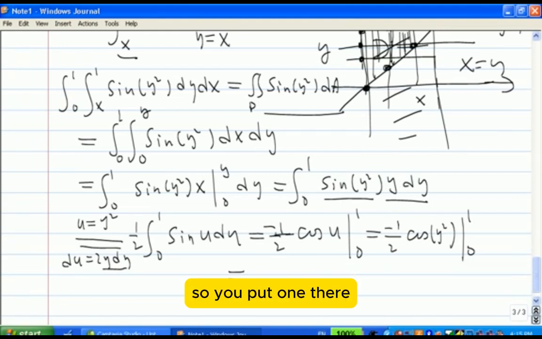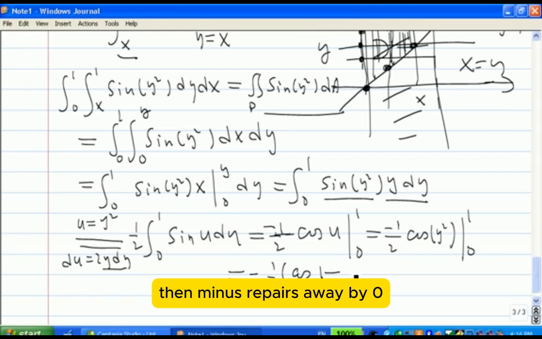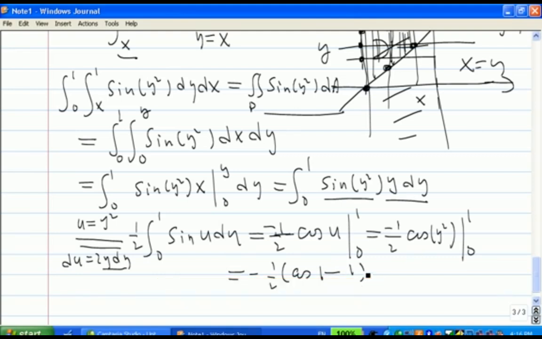So you put 1 there, which gives you minus 1/2 cosine 1. Then minus, replace y by 0. Cosine 0 gives you that.